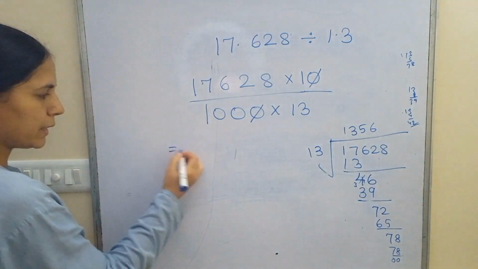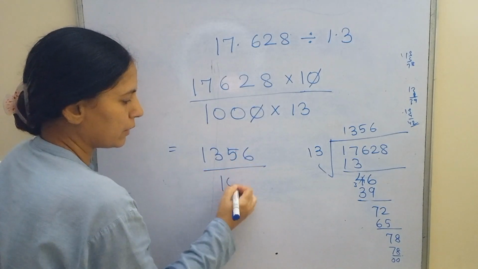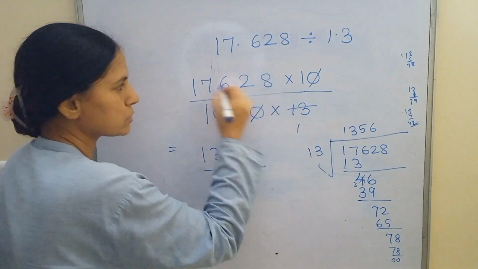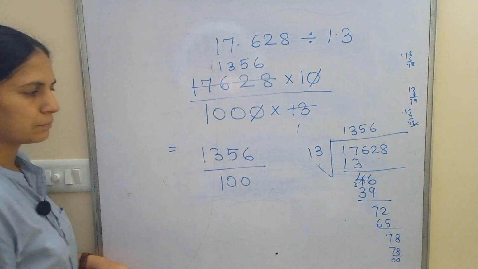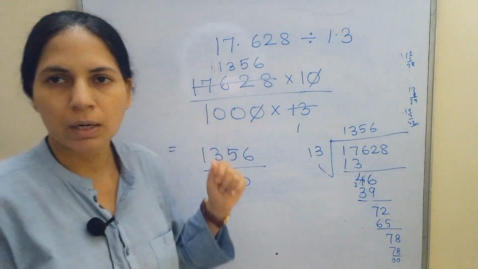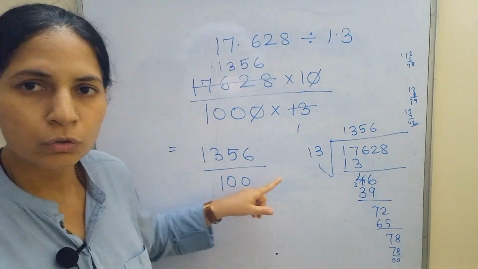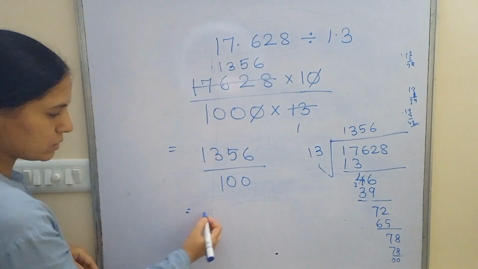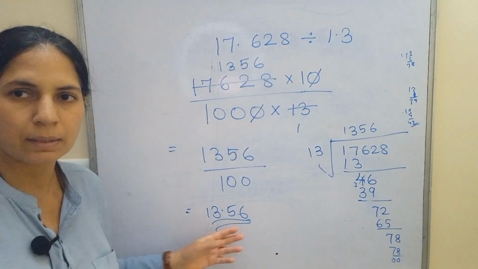So we'll write here 1356 upon 100. See, we reduce this and this becomes 1356. So 1356 upon 100, how many zeros are there? 2. So leaving 2 numbers from the back, 13.56. This is my answer.